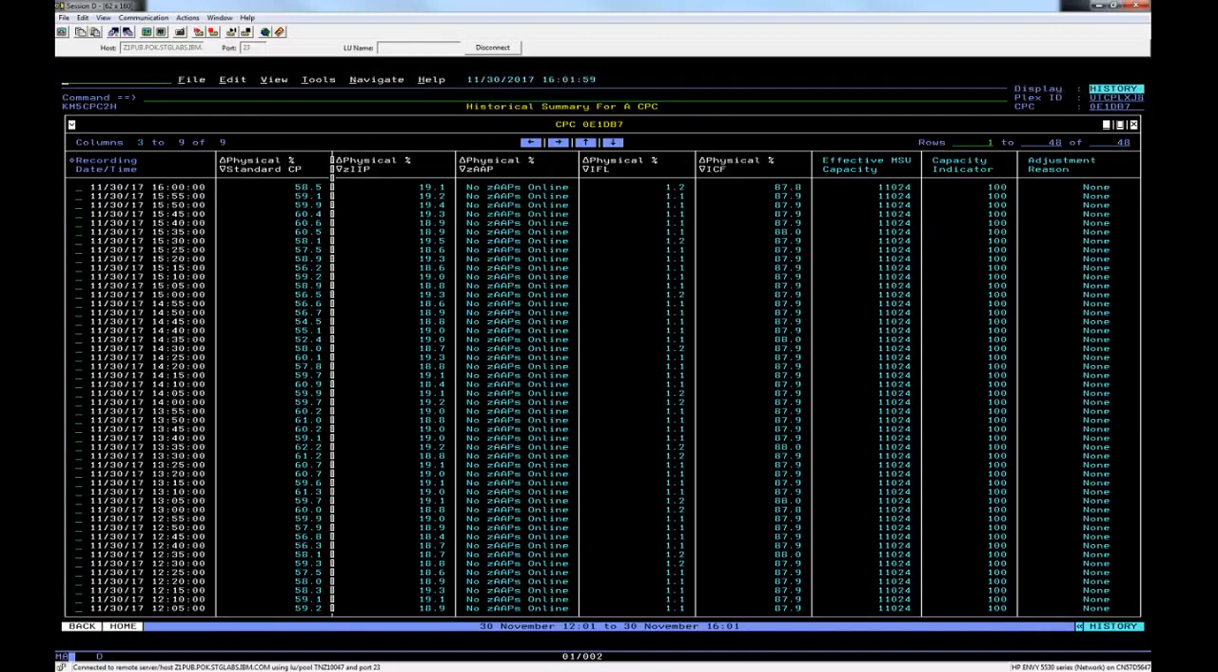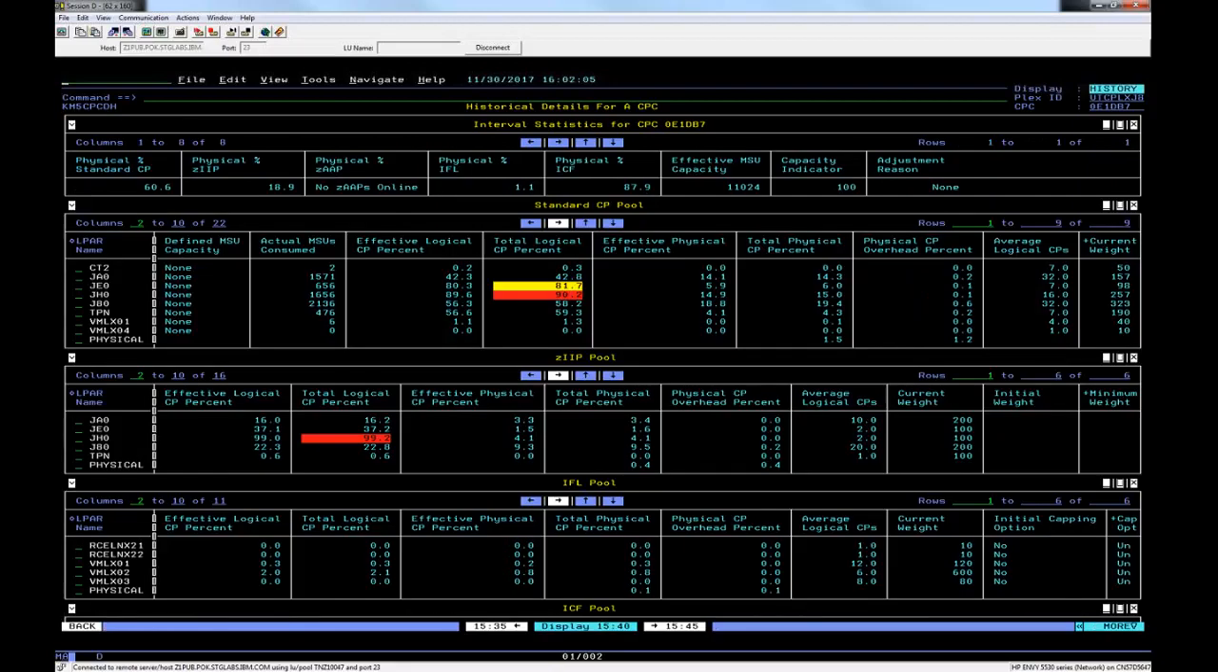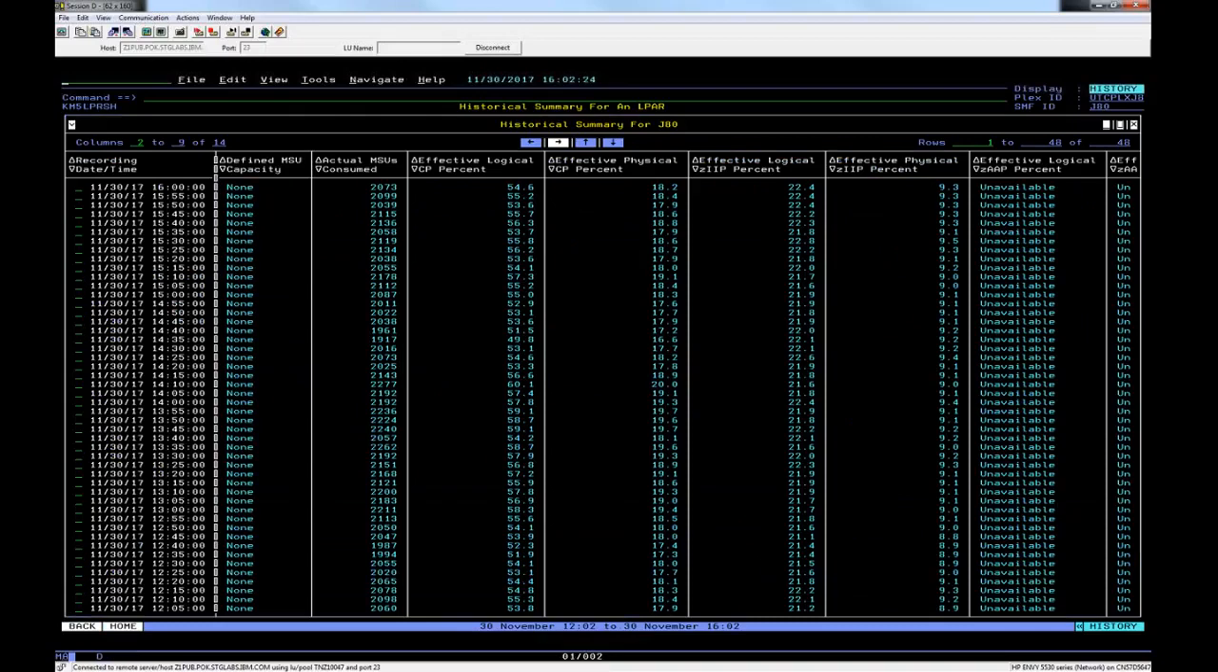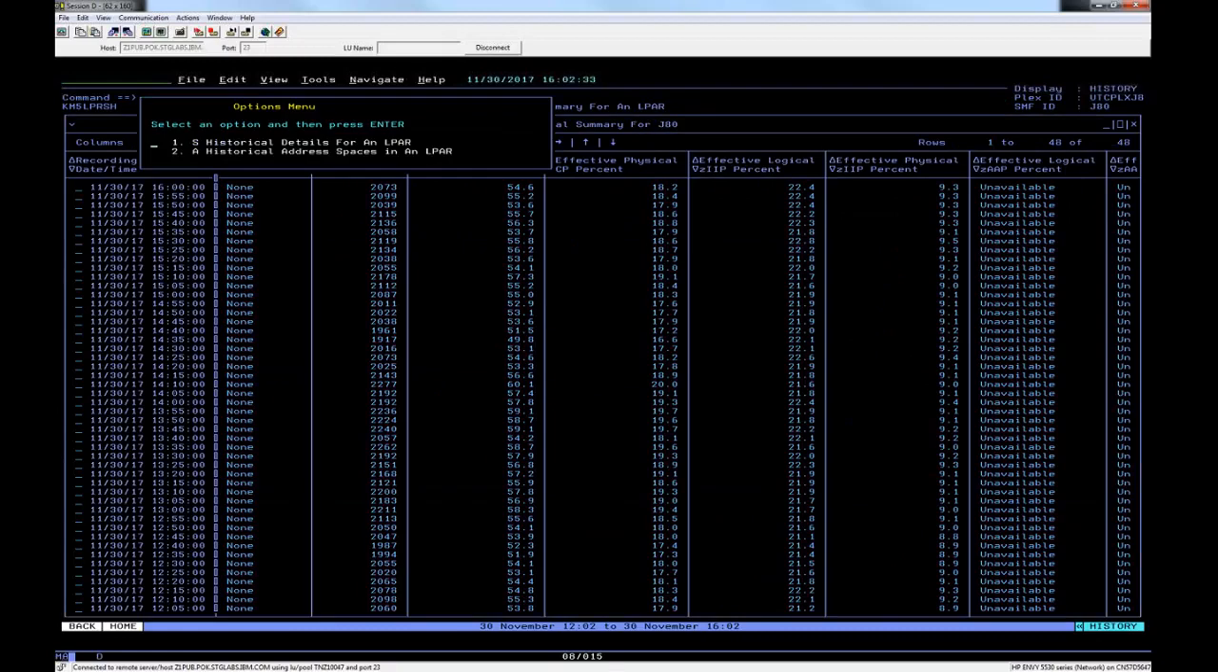Here I'm looking at history for the CPC. If I select an interval, I can look at J80. That's the LPAR that we are working with on this particular Sysplex. And I can take options here. One of the options is to look at details or a historical summary for the LPAR. So if I look at a historical summary, we see all the various metrics there, but we're interested in memory objects, and so we have an option here, option 2, historical address spaces in an LPAR.